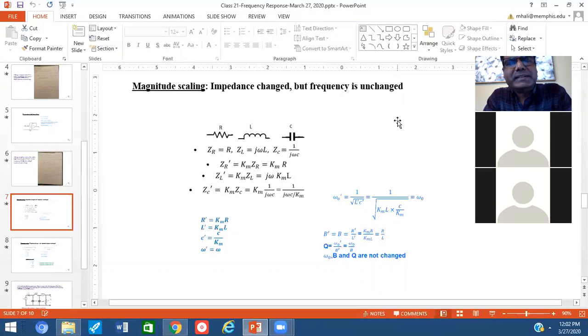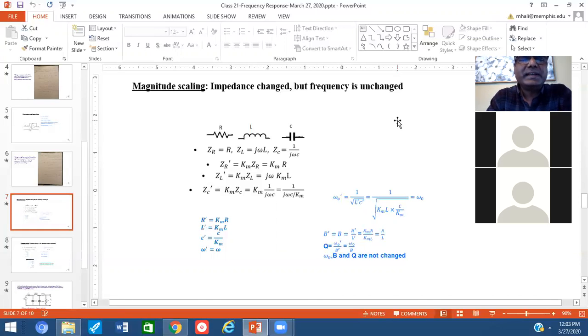Okay, then see the next line. Z_L prime. You have impedance j omega L, and now you want to modify it. That's why I have written K_M Z_L, that equals j omega K_M into L. Because I don't want to change frequency, see that topmost bullet, frequency will remain unchanged. That's why I am writing j omega, but K_M is multiplied with L. This means that K_M is that magnitude scaling factor.